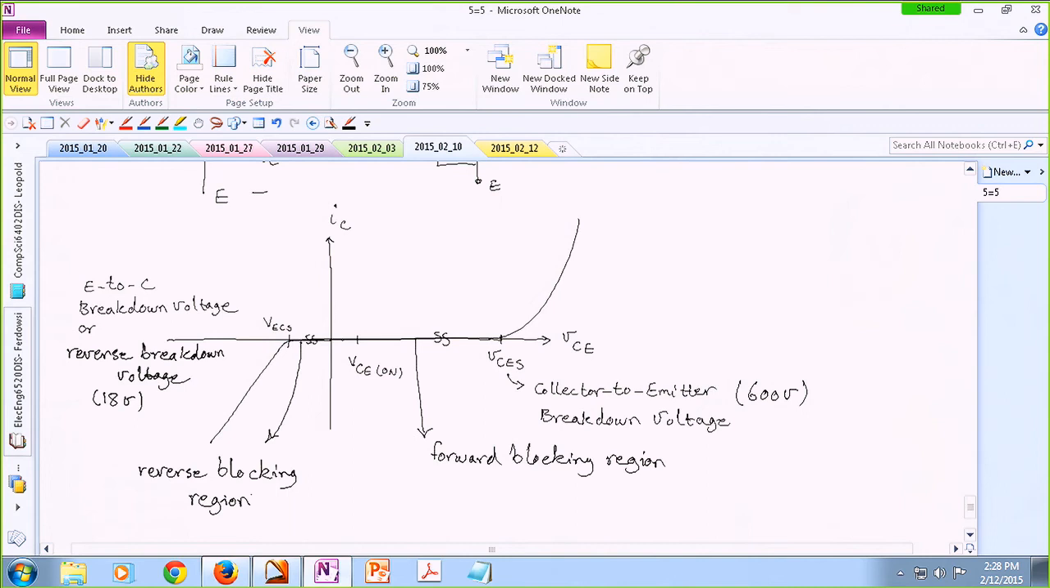But what if we do? Now, if you do so, you are going to see a characteristic like this. The device turns on and conducts a certain amount of current. And in proportion to the voltage that you're applying, your current is going to get higher and higher. So when the voltage applied from the gate to the emitter is increasing, your current is also increasing. These flat lines are called the saturation region.